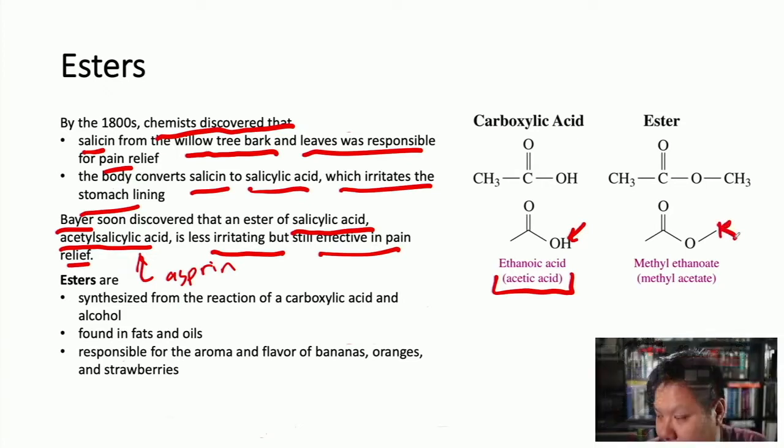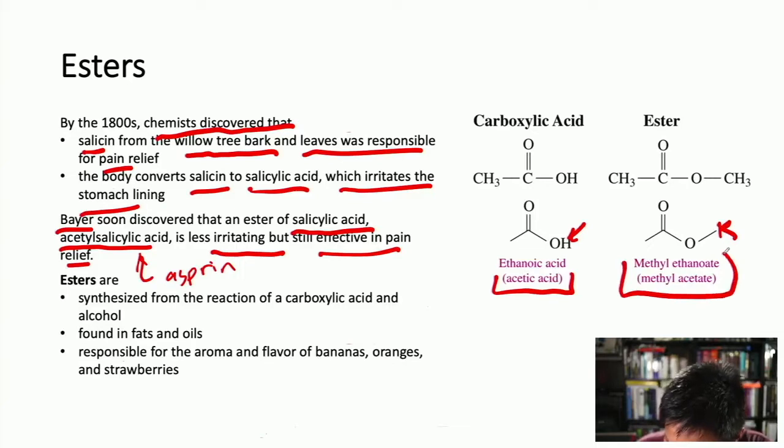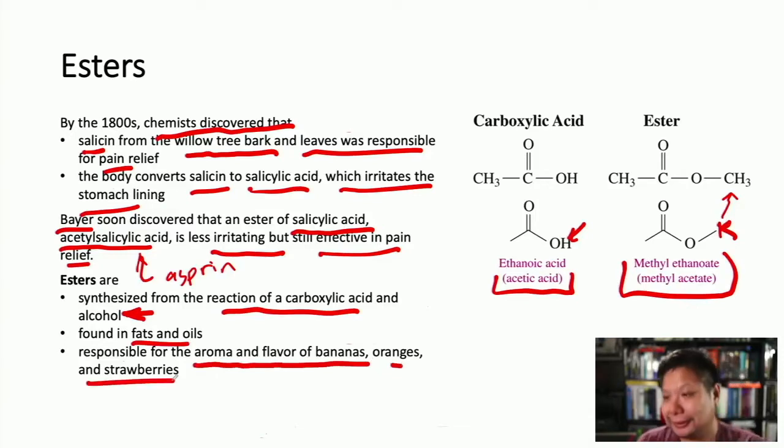An R, right? A rest of the molecule. In this case, for methyl ethanoate or methyl acetate, this R is a methyl group, right? So those are synthesized from the reaction of a carboxylic acid and an alcohol. They're found in fats and oils, and they're responsible for all the aroma and flavors of bananas, oranges, and strawberries. Those are esters. So everything you smell that's fruity is basically from an ester.